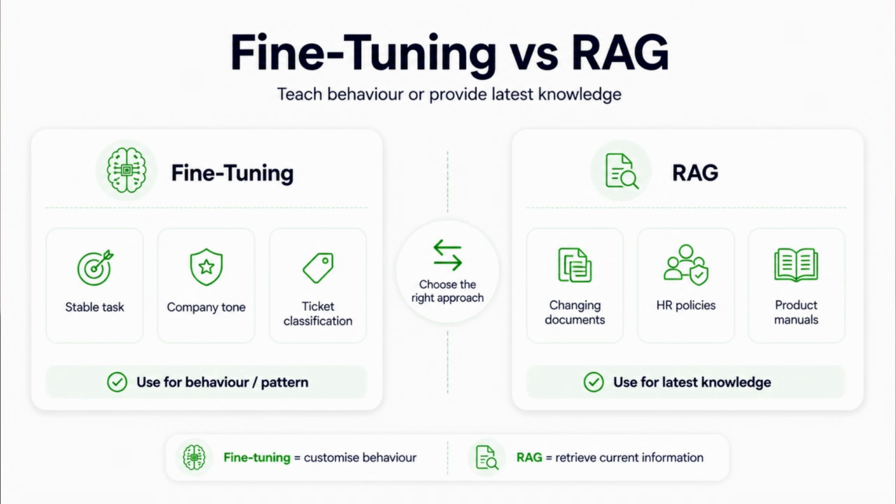If your requirement is to answer questions from changing documents like HR policies or product manuals, then RAG may be better, because RAG means the model retrieves the latest information from the documents before answering. We are going to cover RAG in later videos. So just understand the simple rule: use fine tuning to teach the behavior or pattern. Use RAG to provide the latest knowledge.